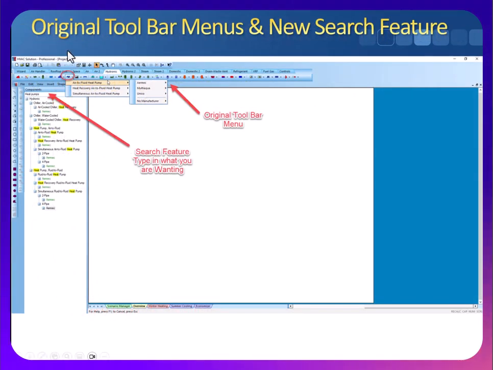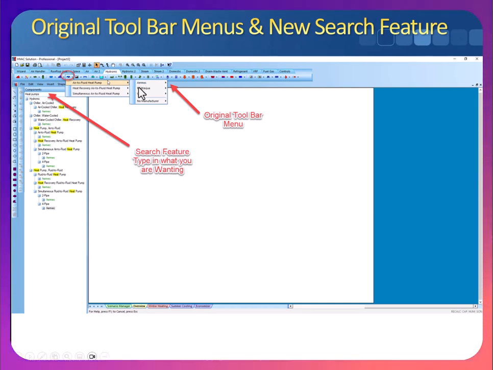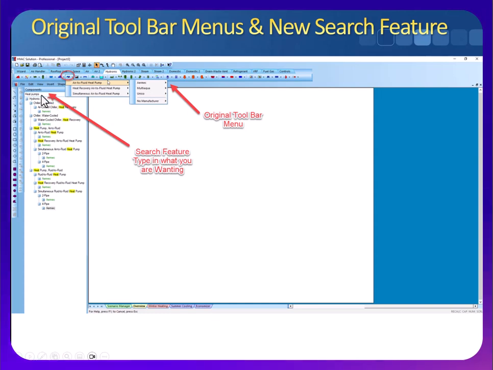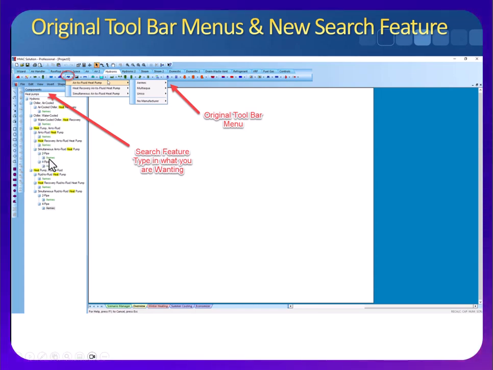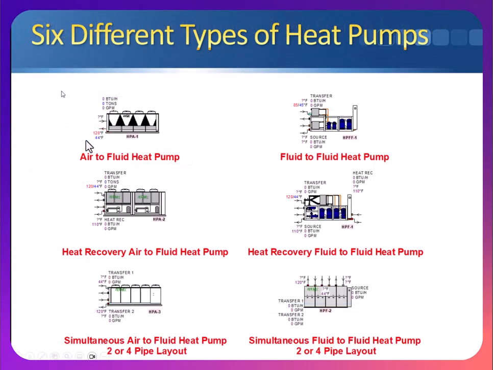So there at the top is our toolbar, that's been there a lot of years. You can just hover over something. You'll see the air to fluid heat pump and then the manufacturer's pill out there. That's the original menu. And then the search feature over here on the left, you can just hit that, type in heat pump and then look down below and it'll find any components that are related with heat pumps. That's a quick way of finding things.